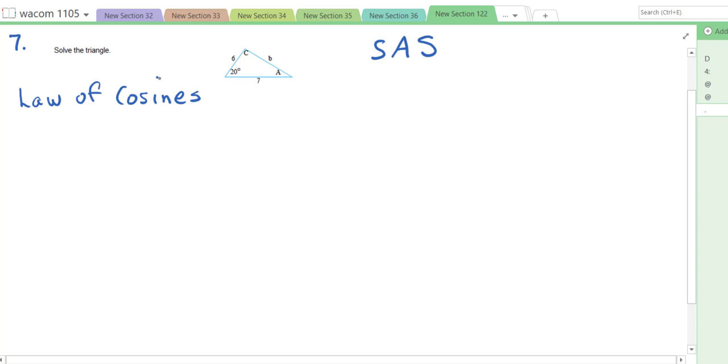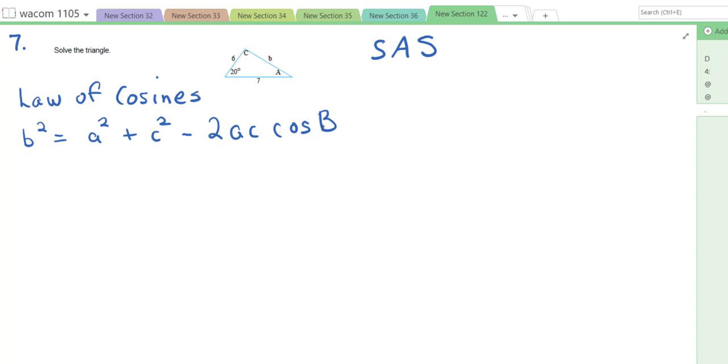All right, and so we'll go ahead and find side B. You have to remember these. So we'll find B squared equals A squared plus C squared, the ones you're not looking for, minus 2AC cosine of B, the one you are looking for. Then we'll fill in what we have.